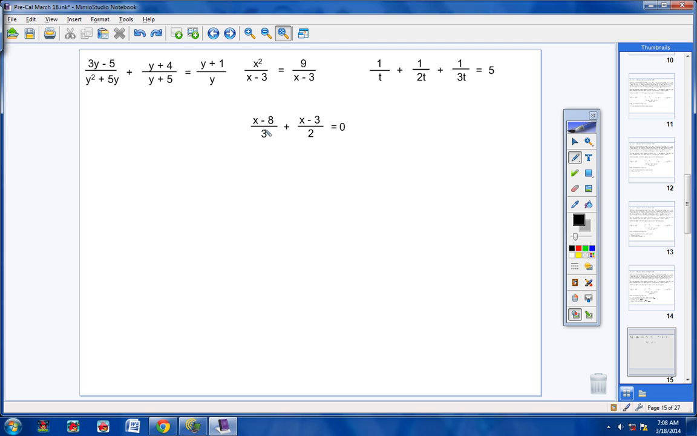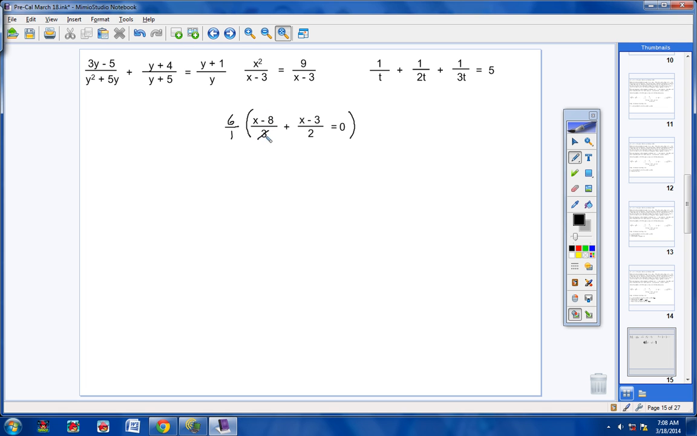Step 2 says eliminate fractions. Now here's how you do that. You look at all of your denominators and you find a common denominator. Okay? A common denominator. Well, a common denominator for 3 and 2 would be 6. So what I do is I multiply the entire equation by 6/1. 6/1 is just 6, and I think it's a lot easier to put 6/1 so you can see what's happening here. For example, 6/1 times x over x minus 8 over 3.